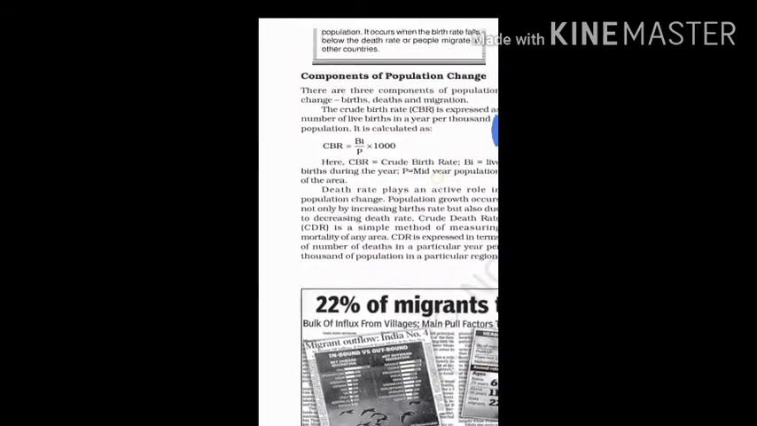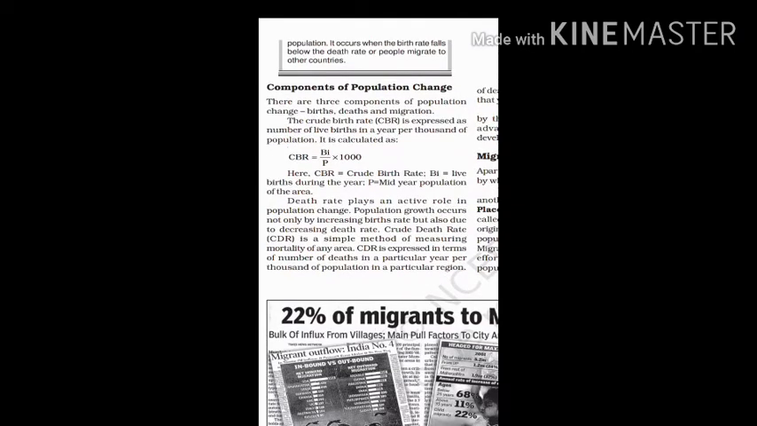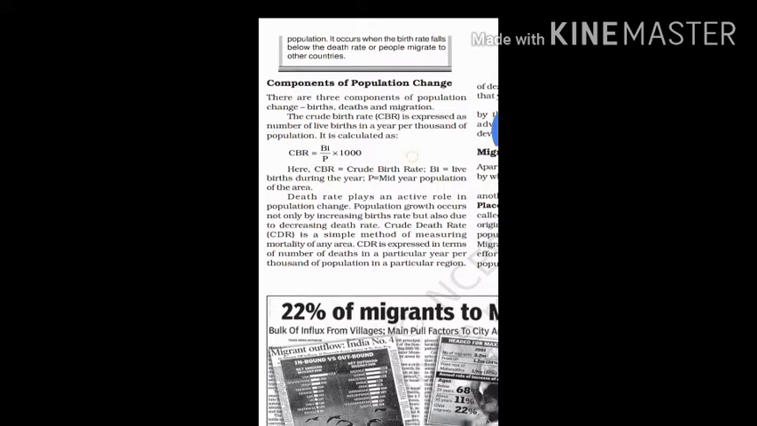So now it is the components of population change. There are three components of population change: birth, death, and migration. Now, what is crude birth rate? Crude birth rate is expressed as the number of live births in a year per thousand of population. Means the number of people born in a year is calculated by the population into 1000. Here the formula is given, so have a look at it.